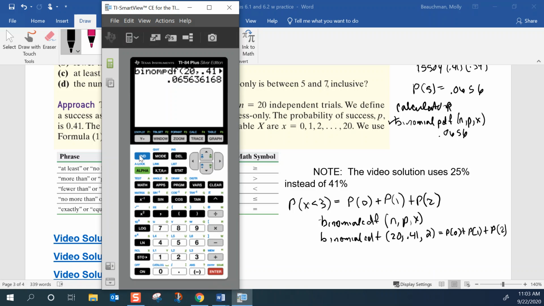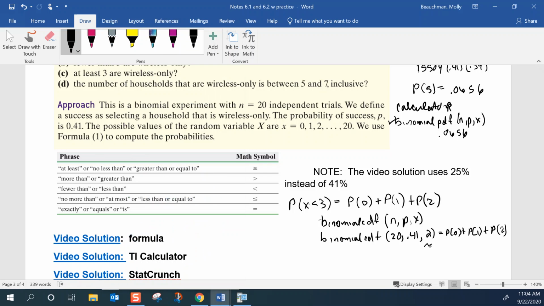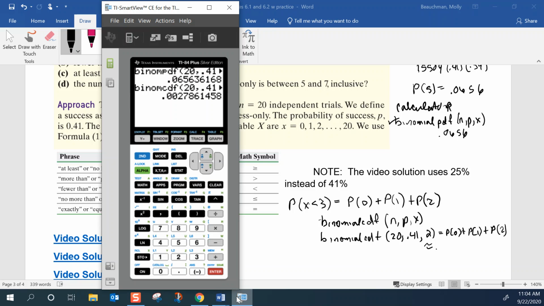So binomial CDF, that's in distributions. It's right below the PDF. So it's option B. Number of trials is 20. P is equal to 0.41. And the x value is 2. Hit enter, paste. So the CDF is going to give you the sum of all 3 all at once. So that's approximately 0.0028.